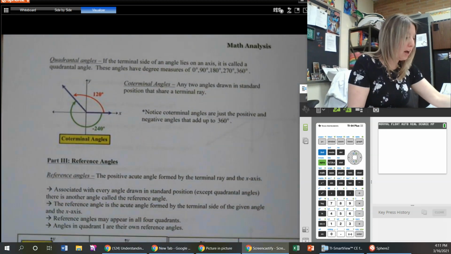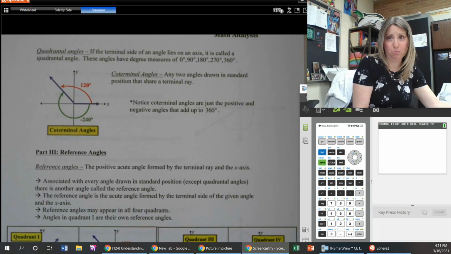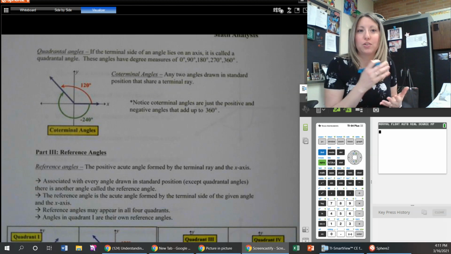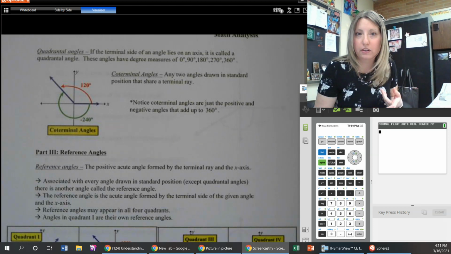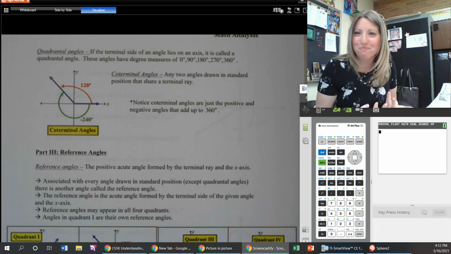So some vocab we need. Quadrantal angles. I know that's how you say it. It seems like such a weird word. They have their terminal side on an axis. So they're the 90 degree, the 180 degree, the 270, the 360. 360 and 0 being technically the same, right?